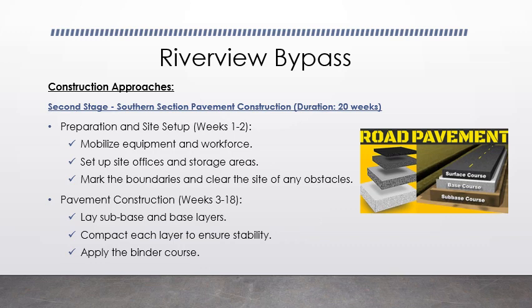Second stage, southern section pavement construction. We allocate 20 weeks for this second stage, and the first step is the preparation and the site setup, which will take 1 to 2 weeks, and then the pavement construction and the compaction of the subgrade and all the drainage works. Here we allocate week 3 to week 18.